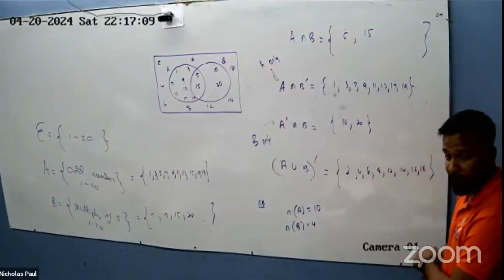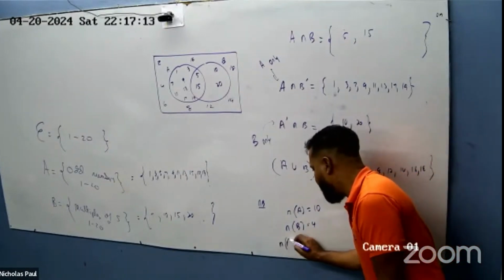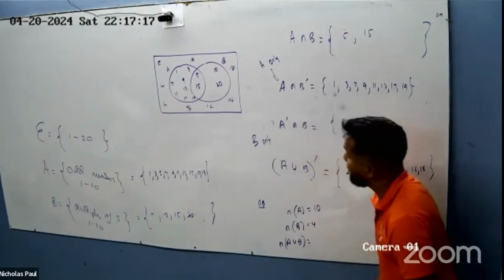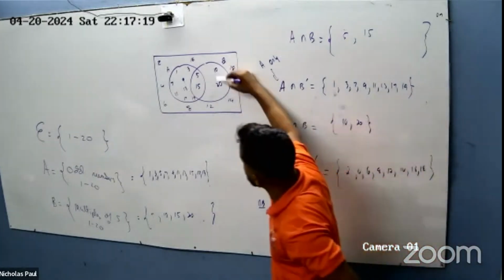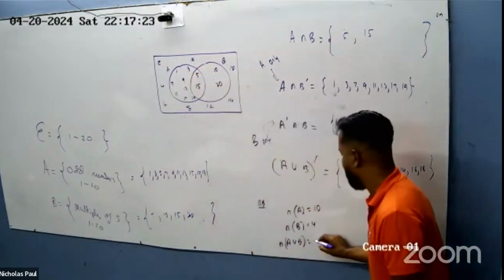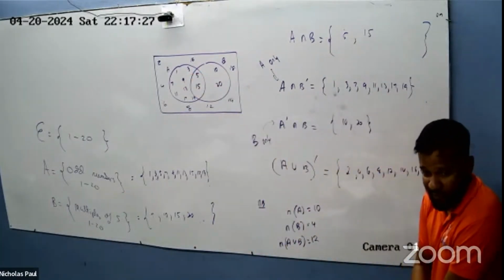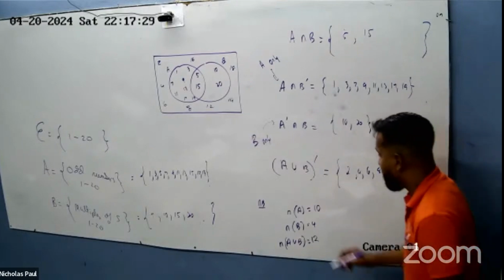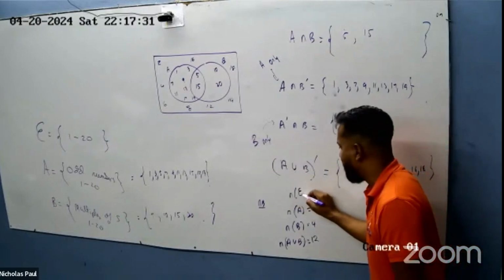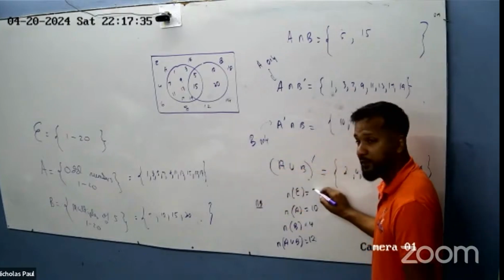Sometimes they will give you the total number of elements and ask you to work out how many things are in each part. They might also tell you the number in A union B. How much is that? 1, 2, 3, 4, 5, 6, 7, 8, 9, 10, 11, 12. So they might give you numbers like this and ask you to figure out everything else. And then they will tell you the number in the universal set is how much? 20.